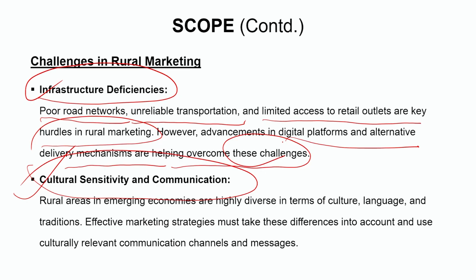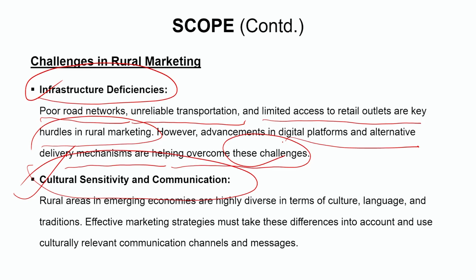The transportation is not such. The connectivity is very limited. And if you see the different modes of transportation also, it is very much limited. So we can say that the infrastructure deficiencies are going to be the main bottleneck or hurdle in the development of rural market. But this can be overcome when we are going to look into the different development factors which are going to help the marketers to overcome this deficiency.